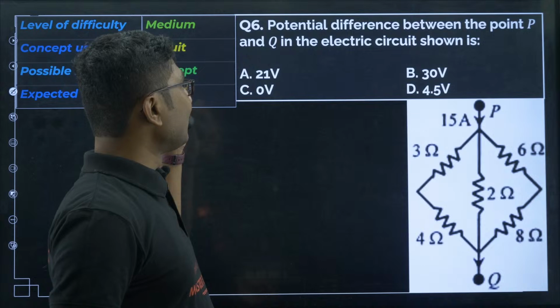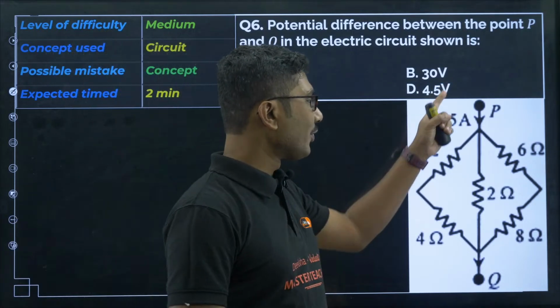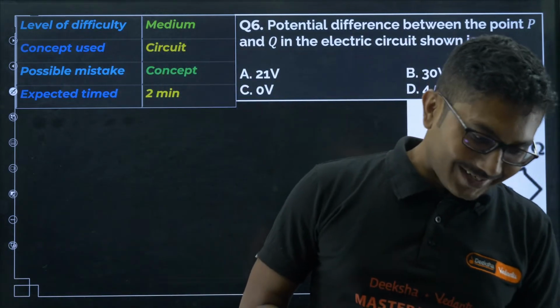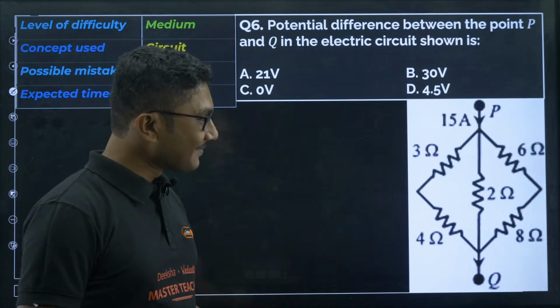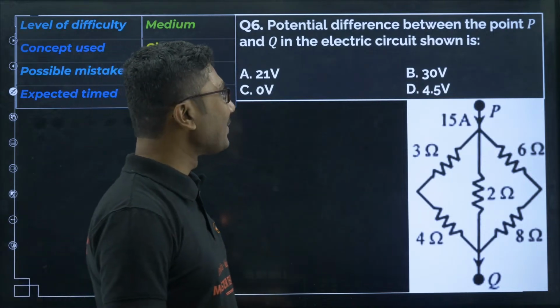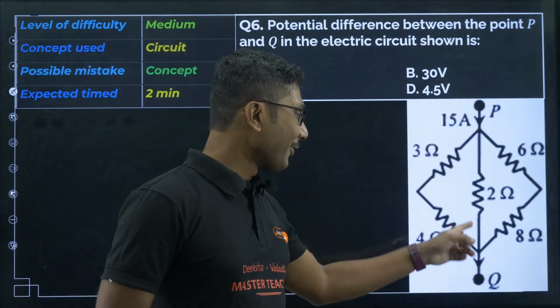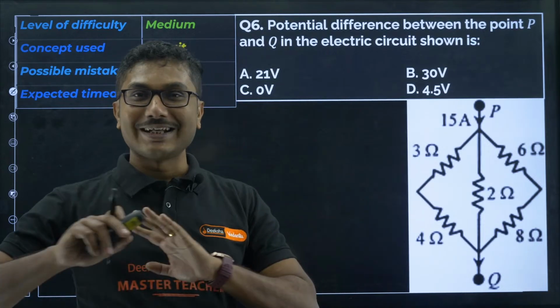So the potential difference between point P and point Q. What is the potential difference? Dan Cooper, Wheatstone, that is the trap given to you. It is very similar to a Wheatstone bridge. So you might think, in a Wheatstone bridge we know that the potentials of these two points are equal, so it must be 0. If you fall for that trap, then you are over.